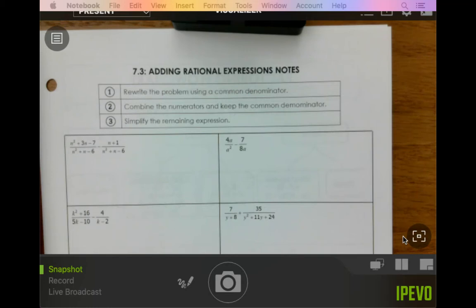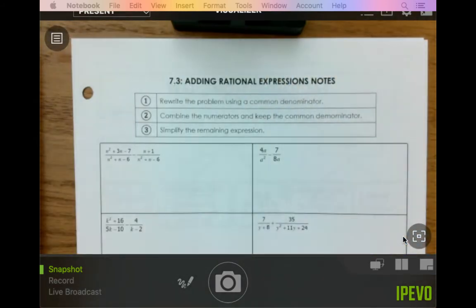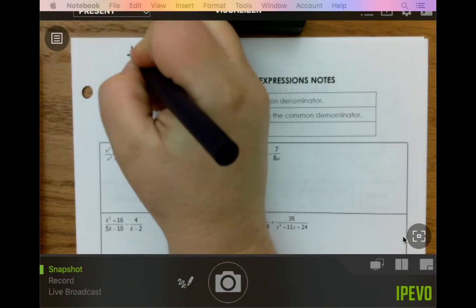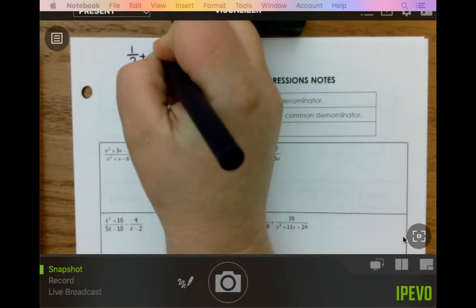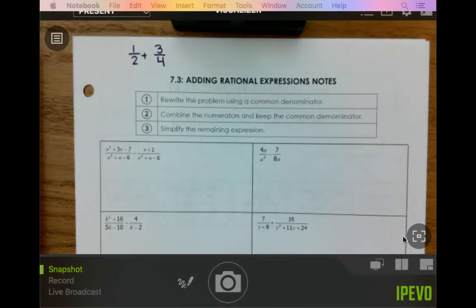Okay, so let's start by doing one thing really quick at the top. Let's go back in time to when we first started learning fractions. If you wanted to add the two fractions 1/2 plus 3/4, what do you have to do first? Make them the same. Make them the same what?